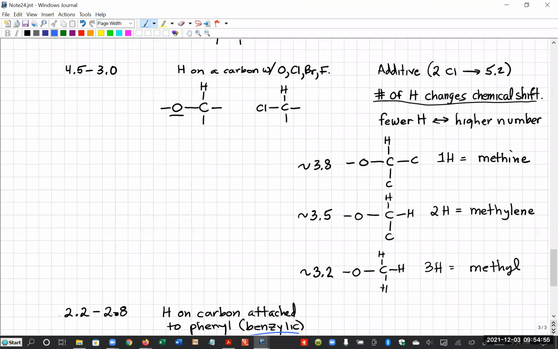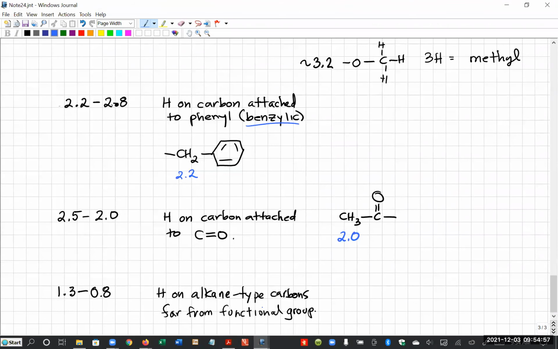All right. The next one I want to talk to you about is hydrogens on carbon attached to a phenyl ring, attached to a benzene ring. So it'd be something like this. Here's a CH2 attached to a benzene ring. These hydrogens would absorb between 2.2 and 2.8. Again, depending on how many there were, I probably have this number wrong, but 2.2 or 2.5, something like that, okay? We call these benzylic hydrogens. They are very common, okay?